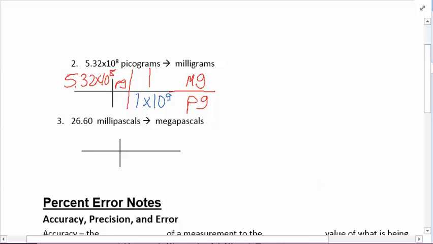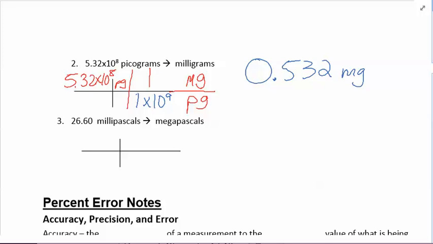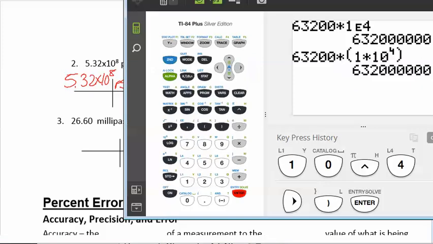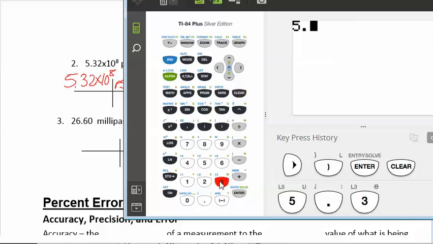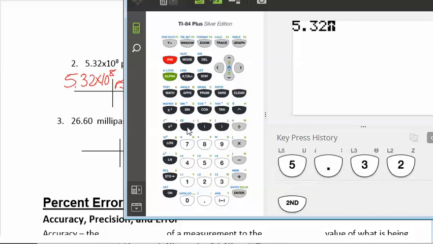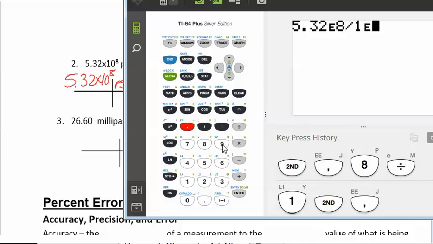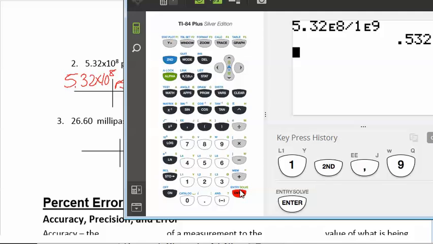This is a good practice problem for plugging into your calculator to make sure you get the correct answer. Your answer should be less than 1, but not so small that you would have to put it in scientific notation. So let's try it. You should end up with 0.532 milligrams here. Let me walk you through how I got that in my calculator. So we're going to take 5.32, second comma, 8, divided by 1E9, which gives me 0.532.